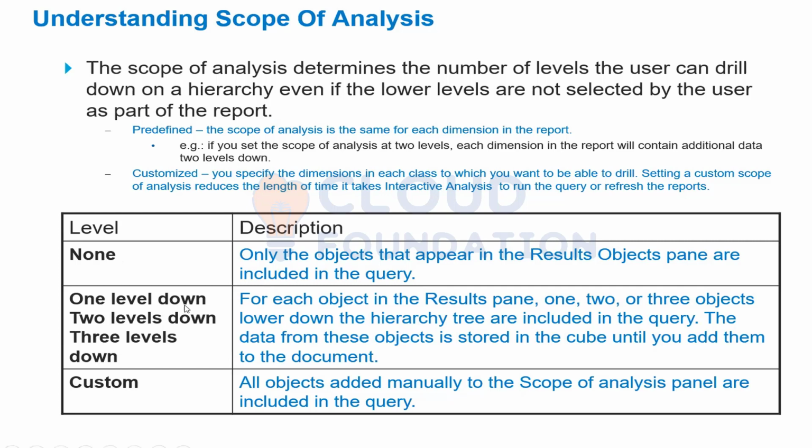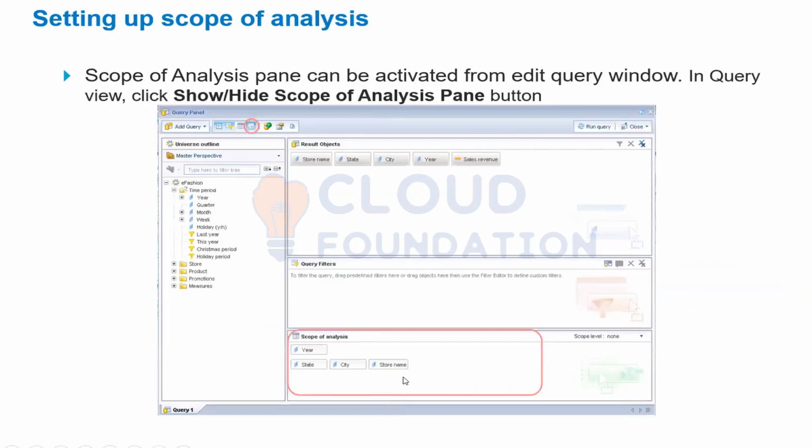If we put 1 level down for each object in the results pane, it will give us 1 object level down; similarly 2 levels down and 3 levels down. So the hierarchy trees are included in the query. The data from these objects is stored in the cube until you add them to the document. Custom: all objects added manually to the scope of analysis panel are included in the query.